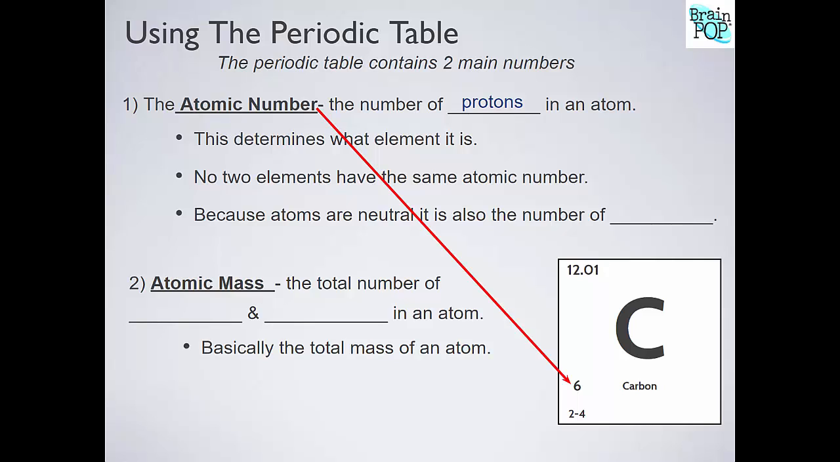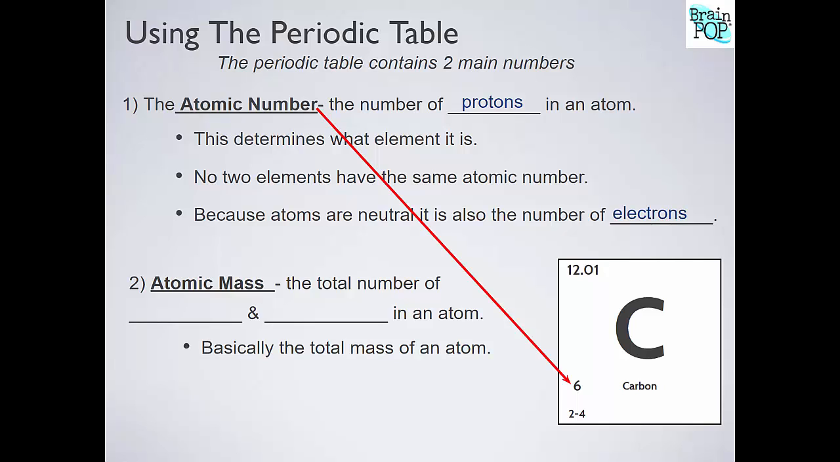And typically, atoms are neutral in their charge. So if it has 6 protons in it, how many electrons does it have? Also 6. And that would make its charge neutral. So carbon has 6 protons, it has 6 neutrons. Atomic mass tells us the total mass of one atom.